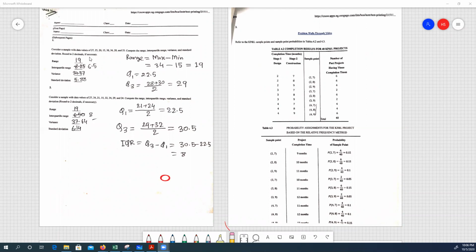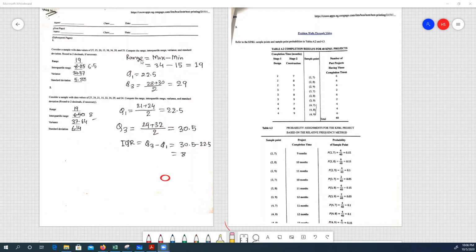Okay, the first problem is you have to find the range, interquartile range, variance, and standard deviation. So you are given some data values. Here you have 8 data values, and you have to find the range of this data set, the interquartile range, variance, and standard deviation.